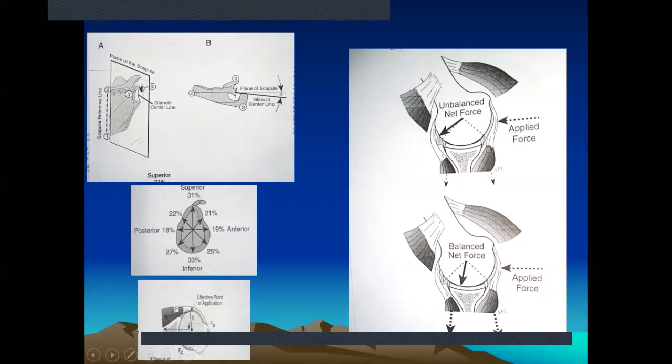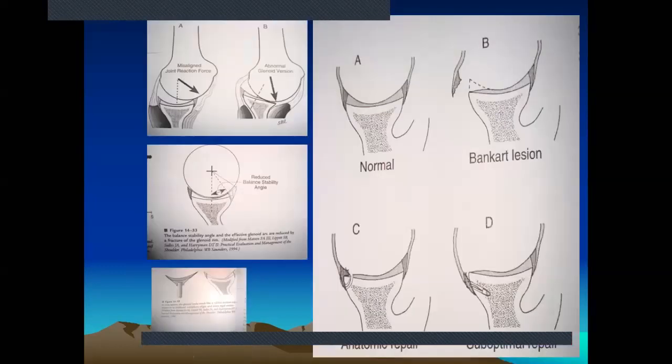There is a net unbalanced force. Suppose one muscle is weak anteriorly, and force is applied posteriorly. If the muscle is not balanced on both sides, then it can also cause a dislocation, because anteriorly is the subscapularis and posteriorly is the infraspinatus. So it is very important to have a balanced force.